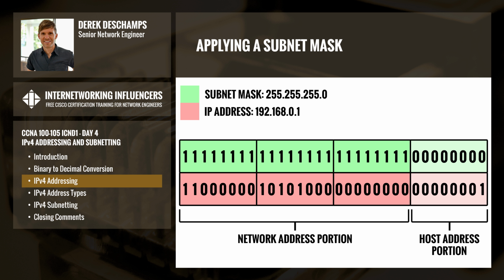The positions that contain a 1 in the subnet mask signify the bits that belong to the network address portion of the IP address, while the positions that contain a 0 in the subnet mask signify the bits that belong to the host address portion of the IP address. In our example, we can see that all the bits in the first 3 octets belong to the network address portion of the IP address, while all the bits in the last octet belong to the host address portion of the IP address.